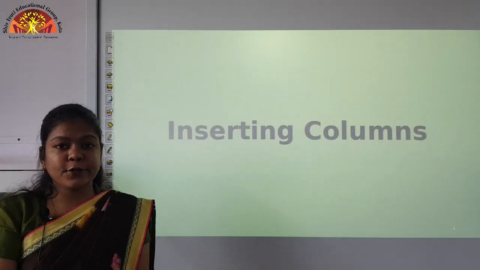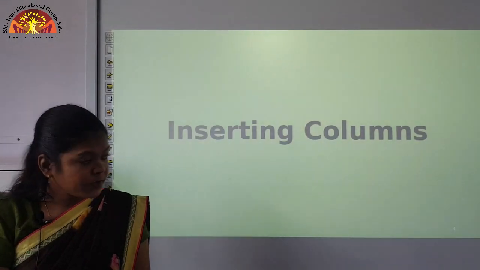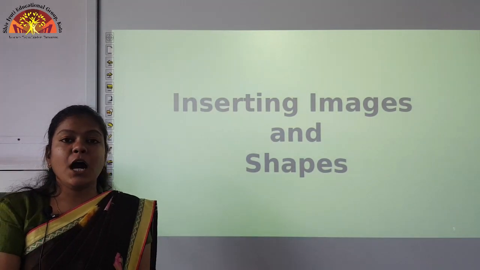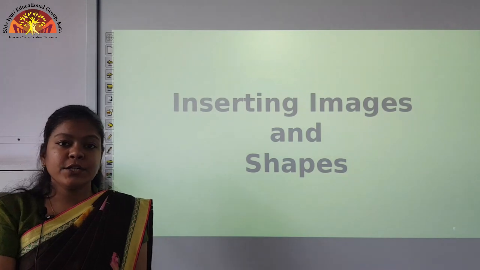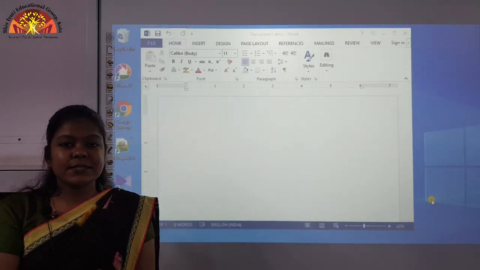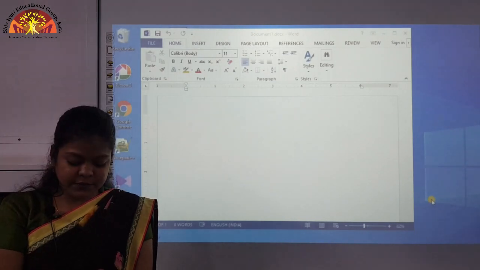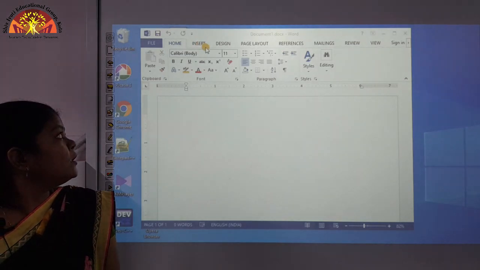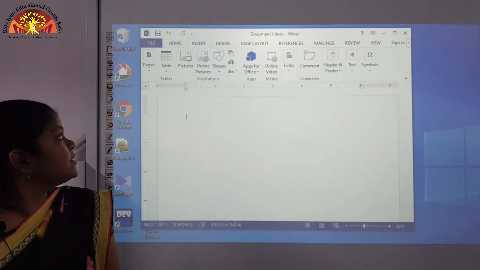Our next practical topic is inserting images and shapes. So, now we will see how to insert images and shapes in your MS Word document. To insert the images and shapes, we have to open the MS Word document. Here I have already opened the MS Word document. Here we have to click on the Insert tab. This is your Insert tab.